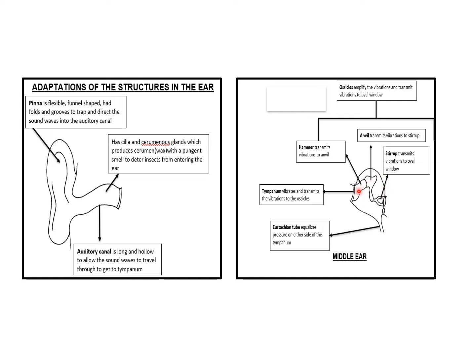So the hammer, when it vibrates, causes the anvil to vibrate. When the anvil vibrates, it causes the stirrup to vibrate. Now, that's what the ossicles do. When they vibrate, they also amplify the vibrations. Now, this is the Eustachian tube. The Eustachian tube is connected to the middle ear and the pharynx. And the Eustachian tube equalizes pressure on either side of the tympanum. Right, that was the outer ear and the middle ear.